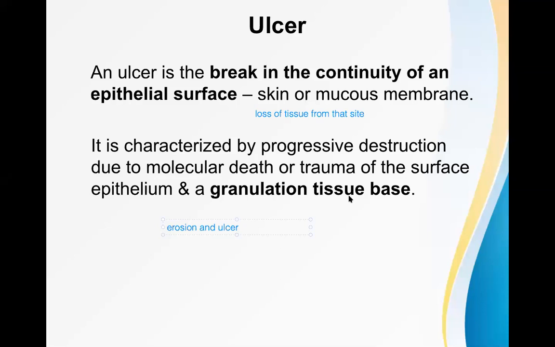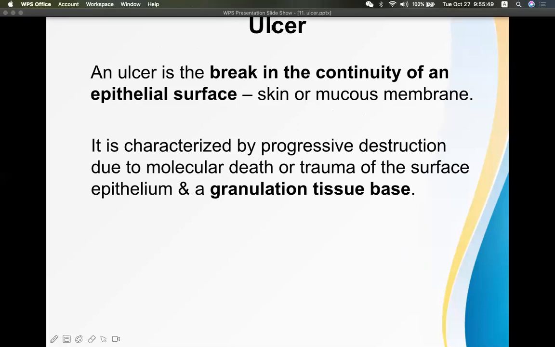But what is the purpose of this granulation tissue? It will heal that area. It is a process of healing. So ultimately, when bigger tissue is lost, there will be formation of a scar. So granulation tissue is immature scar. So let's move on. Everybody knows the definition of ulcer now.